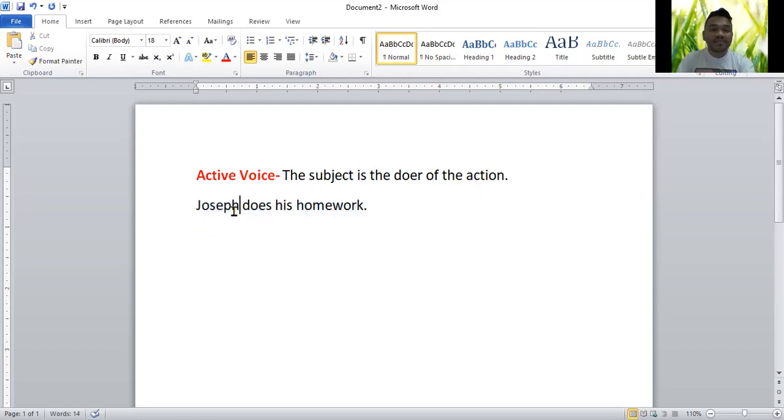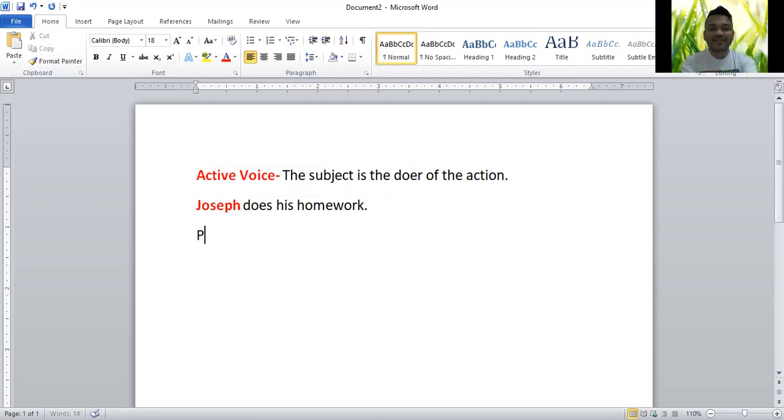Why is that so? What is the subject in this particular sentence, by the way? The subject is Joseph, because Joseph is the one who performs the action. Joseph is the one who does the homework. This sentence belongs to active voice because the subject here, Joseph, is the one who does the action. Now, how can we change it into passive?